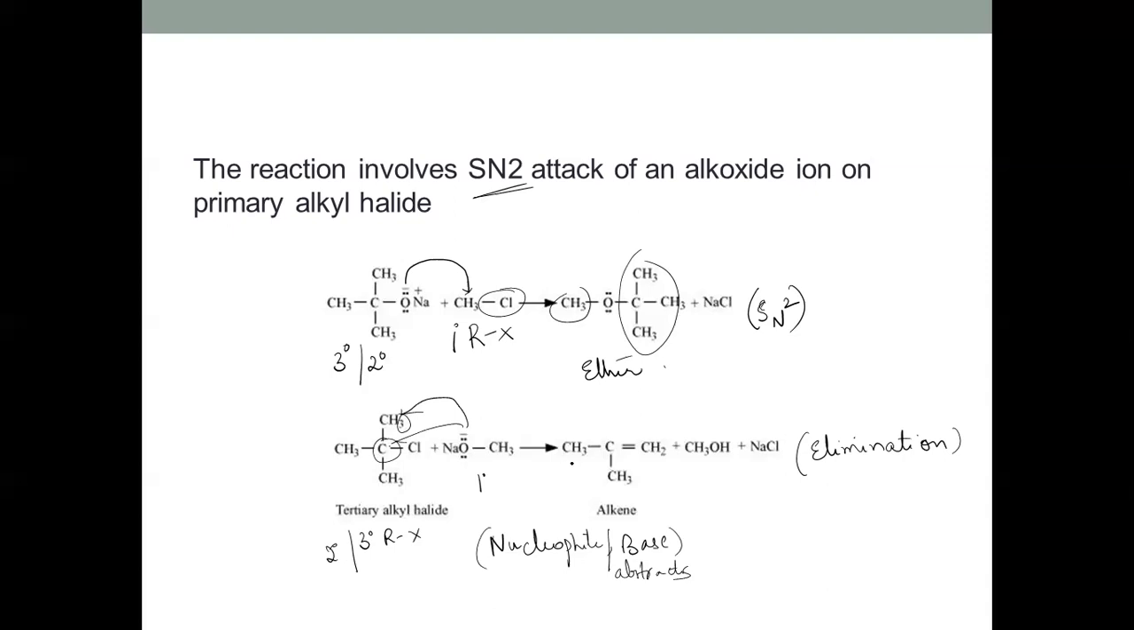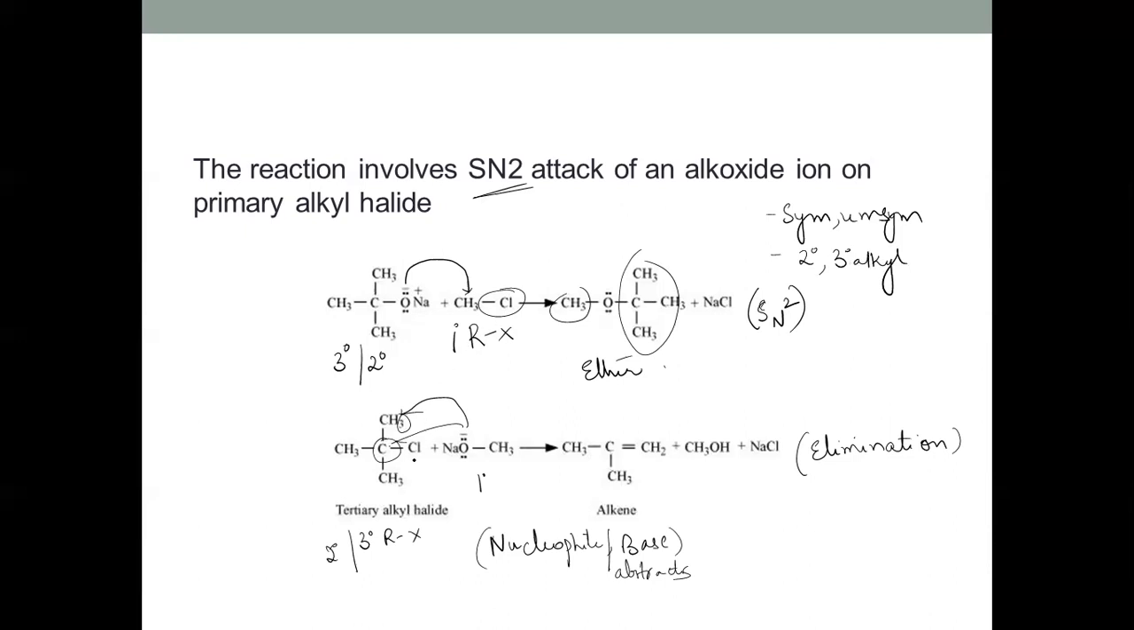So this method is useful for the preparation of symmetrical or unsymmetrical ethers. Both can be prepared by this method. Unlike the first method, that is dehydration of alcohols, where only symmetrical ethers can be prepared. And here, the ethers which are containing secondary and tertiary alkyl groups can also be prepared by this method. This is an advantage over the first method, right?